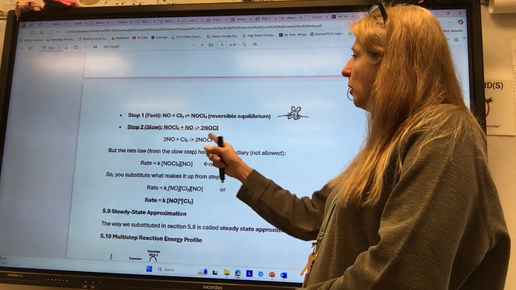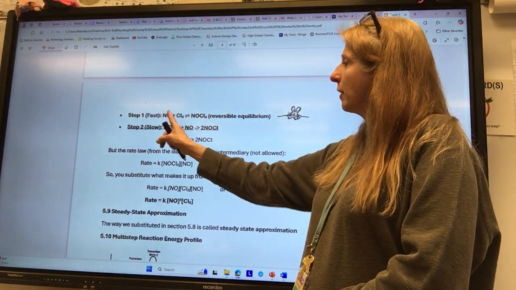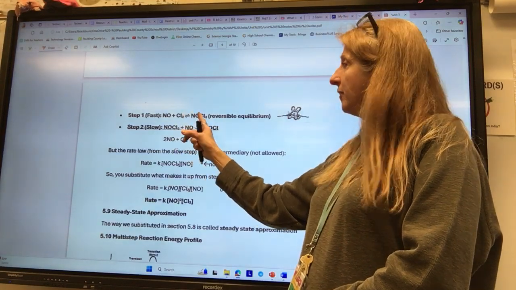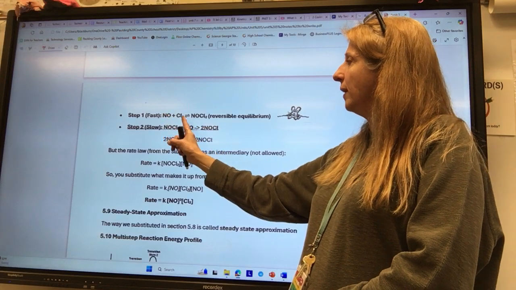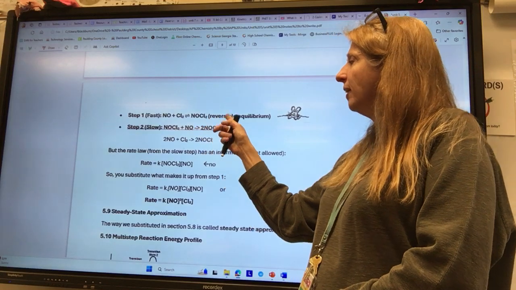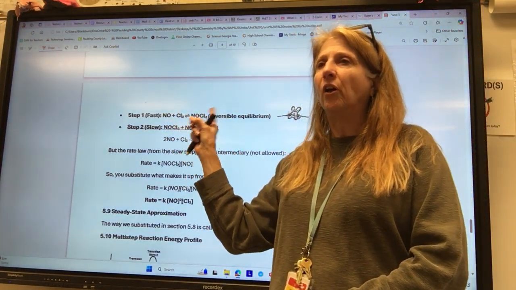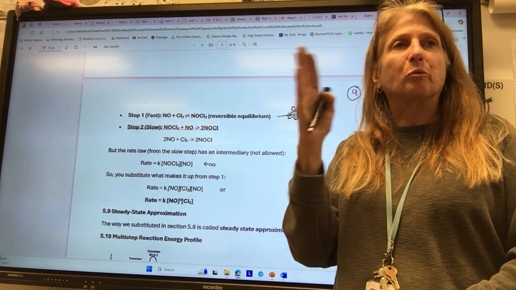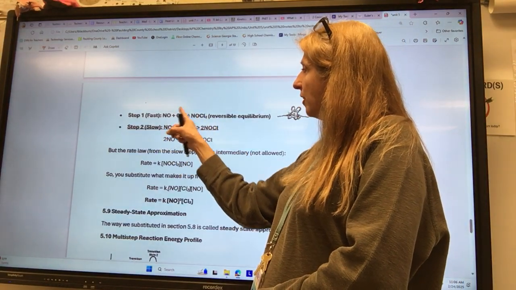Not allowed. So what we do instead is we go back to the fast step and we see what chemicals made that up. Well, it was the NO and the Cl2. So instead of writing NOCl2, we're going to substitute NO and Cl2 for NOCl2. This reminds me of something that I would do in geometry. Remember the geometry rules? When you would do line segments and you would put them in, or angles, remember that? It's just like that. Instead of writing that in our rate, we're going to write those 2 things.